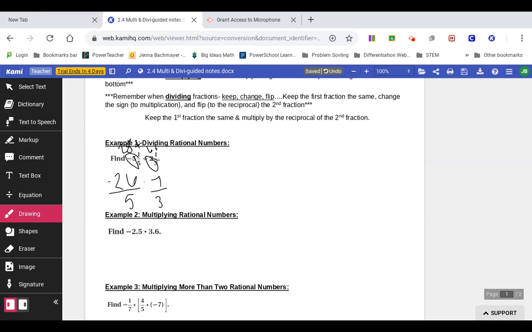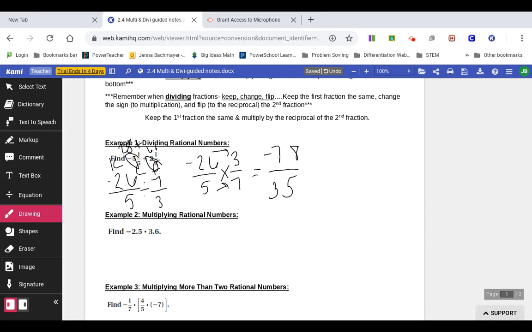Bring down the division sign. We're going to do our keep, change, flip. So I'm going to keep -26/5, change my sign to multiplication, and flip the second fraction. So 7/3 goes to 3/7. And then you just multiply across. -26 times 3 is a -78. 5 times 7 is 35.